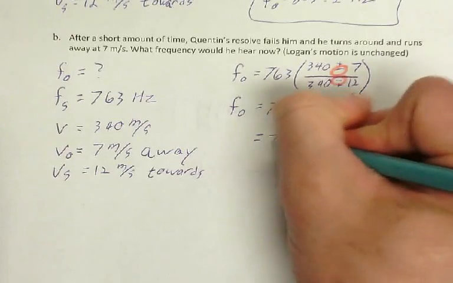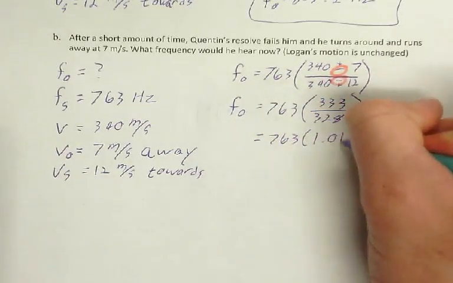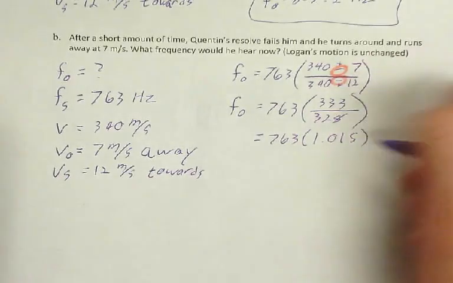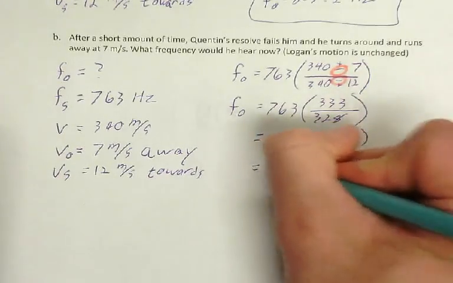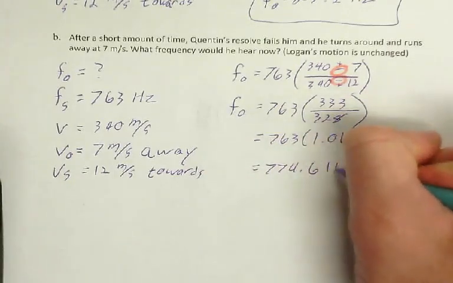This gives me 763 times 1.015. When I multiply those together, I get 774.6.